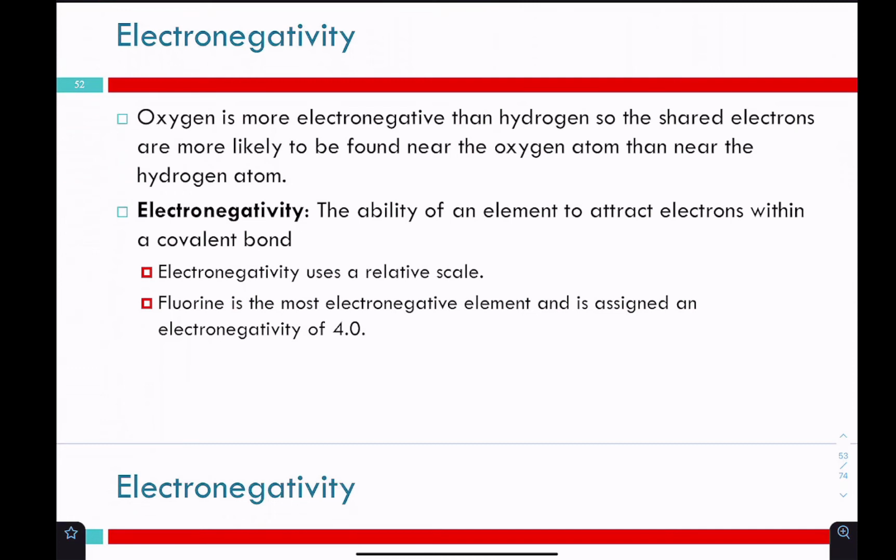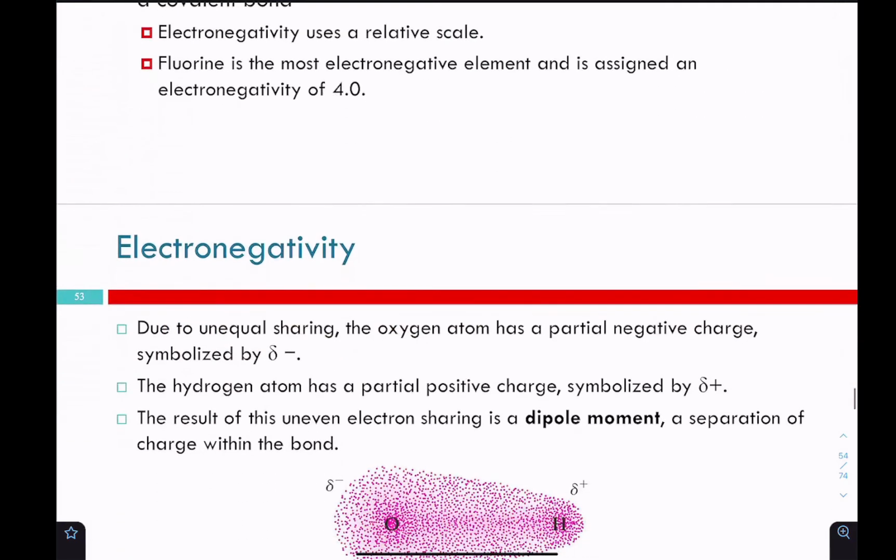So electronegativity uses a relative scale where fluorine is the most electronegative. And this next graphic is terrible on the projector, so I apologize in advance. I'll try and draw some stuff. Oh no, it's not this one, it's the next one.